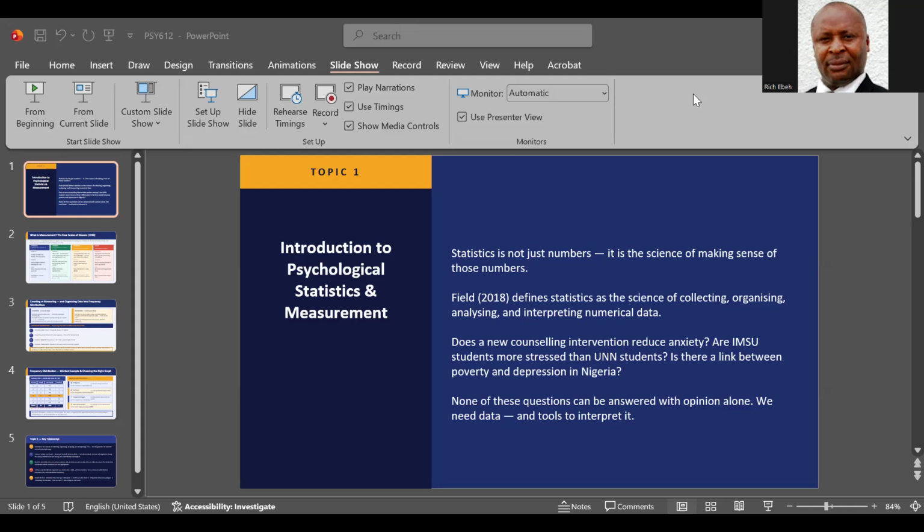So we must think of statistics as the grammar of scientific reason, just as you need grammar to communicate clearly in English. You need statistics to communicate clearly in science.